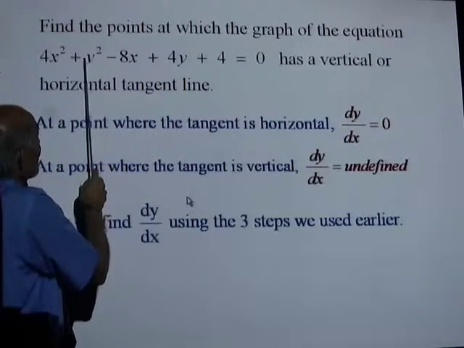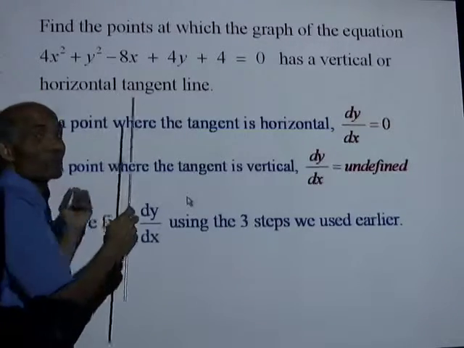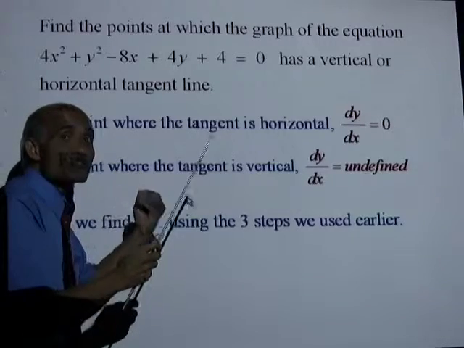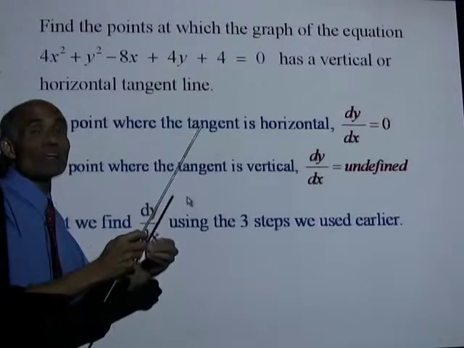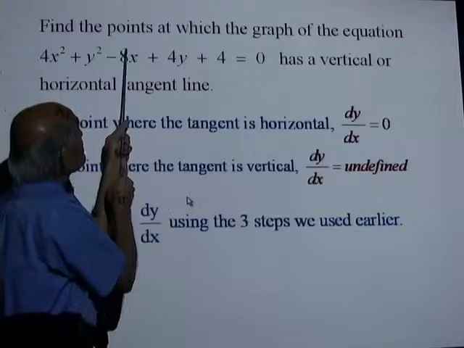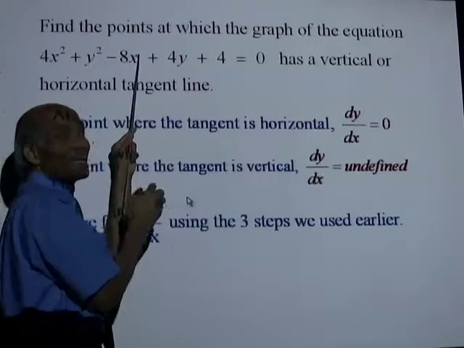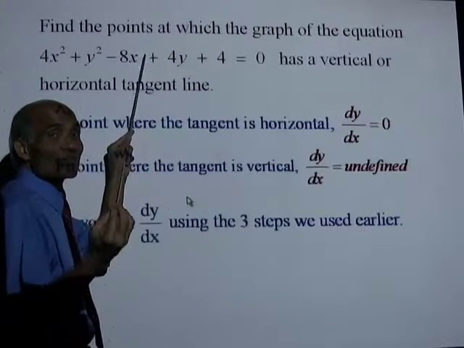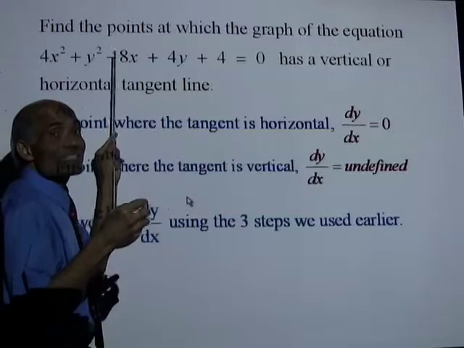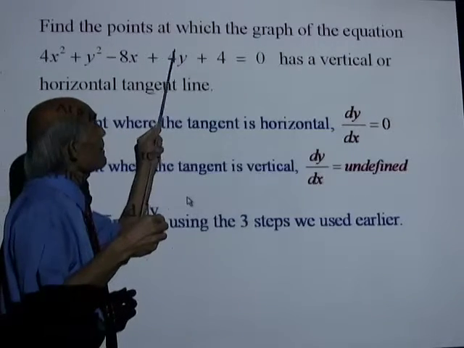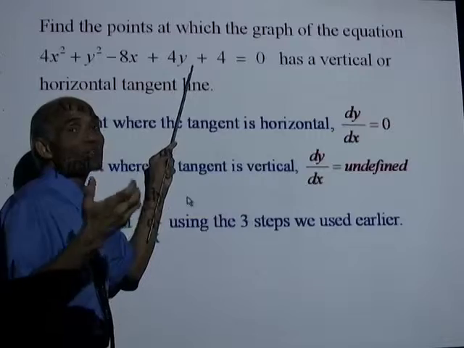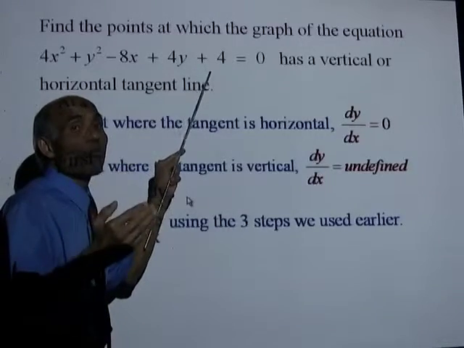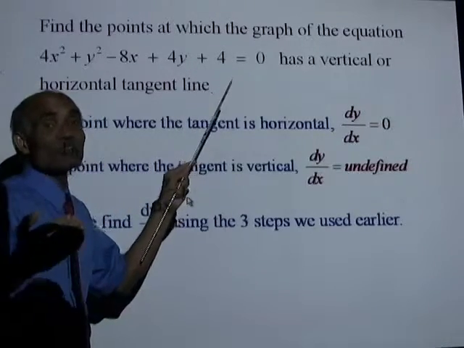The derivative of 4x squared with respect to x is 8x. What is the derivative of y squared with respect to x? It's 2y dy by dx. What is the derivative of minus 8x with respect to x? It's minus 8. And what is the derivative of 4y with respect to x? It's 4 dy by dx. All right, let's write them down.